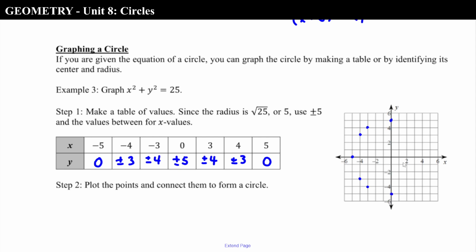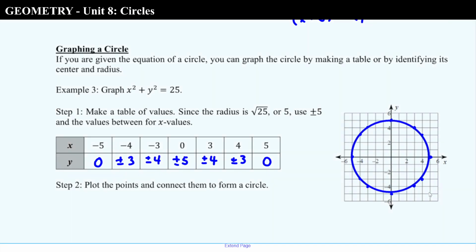Then you have 3, plus or minus 4. Then you have 4, plus or minus 3. And then finally you have 5, 0. And then we can plot all of those points by connecting them. So you can draw your circle by connecting all of the points like so.